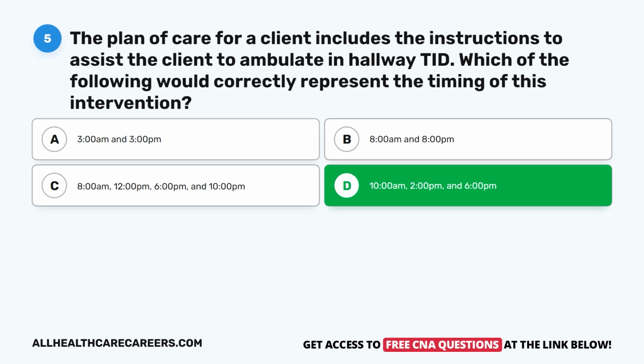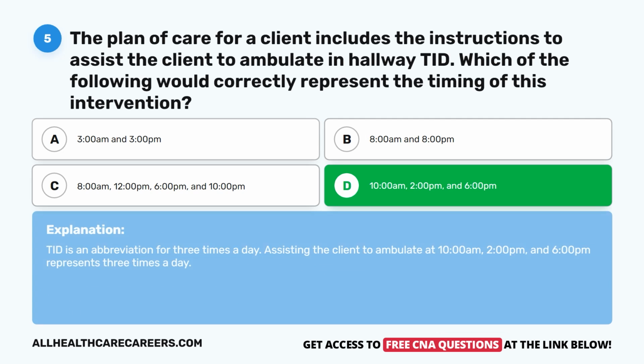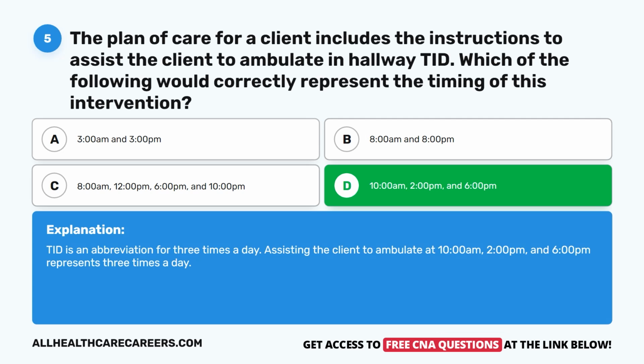The correct answer is D. 10 a.m., 2 p.m., and 6 p.m. TID is an abbreviation for 3 times a day. Assisting the client to ambulate at 10 a.m., 2 p.m., and 6 p.m. represents 3 times a day.